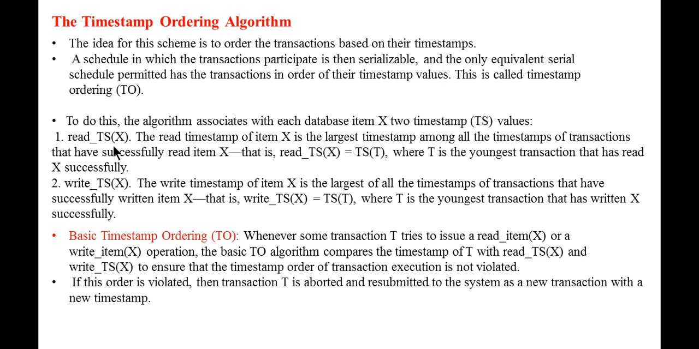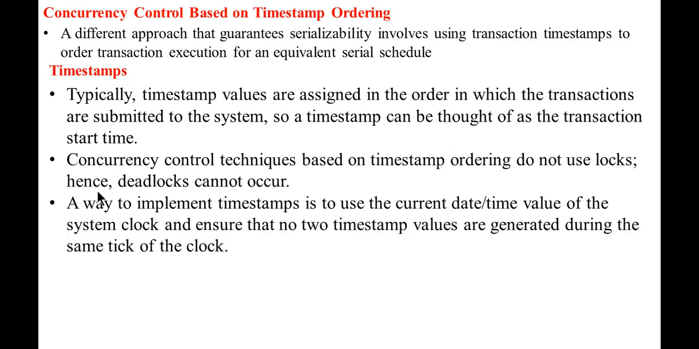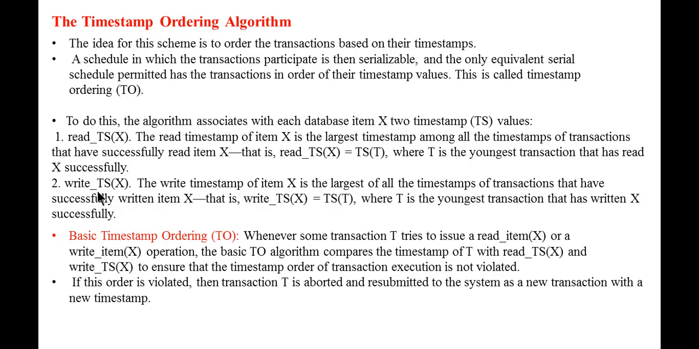Similarly, the timestamp of the transaction which has successfully written the value of X. In this case also you need to consider the transaction having the highest or largest timestamp value, that is the youngest transaction. So the timestamp of the youngest transaction which has successfully written the value of X is the write timestamp of X. These are the two timestamps, and based on these two timestamps, the basic timestamp ordering technique is used.